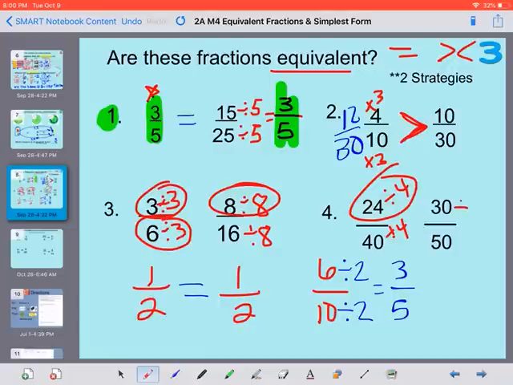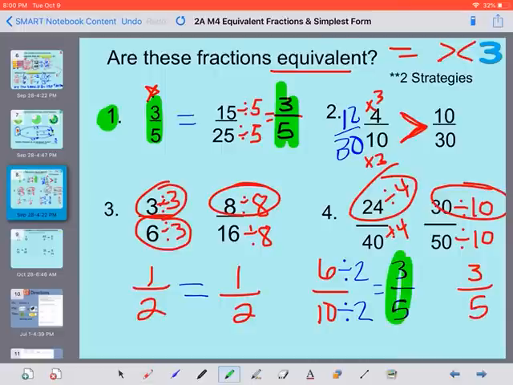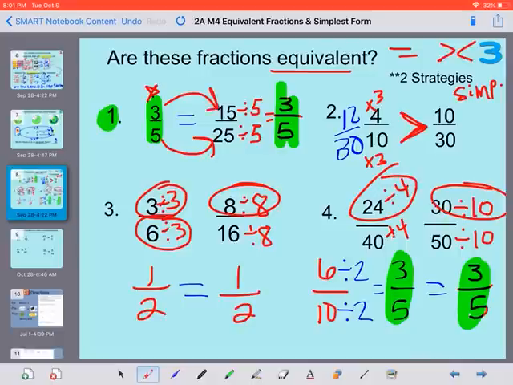And then on the other side, these are both multiples of 10. So 30 divided by 10 is 3. 50 divided by 10 is 5. So between these two fractions, 3/5 and 3/5, they are equal. All right, I know we went a little bit quick there, so those two strategies: you can simplify both, or you can multiply to get from one number to the next. If you end up with the same exact fraction, you know they are equivalent.